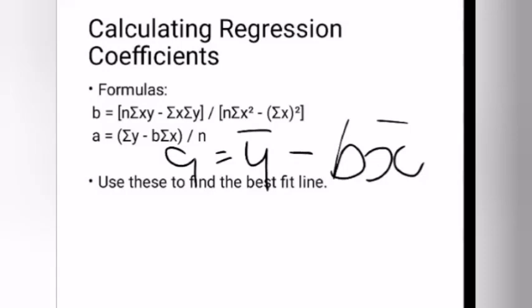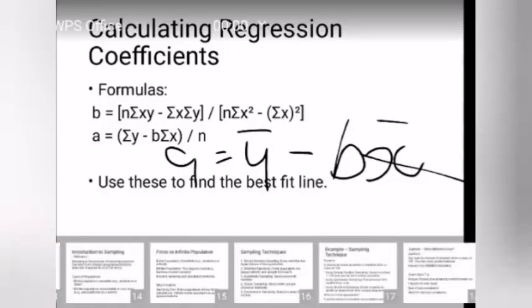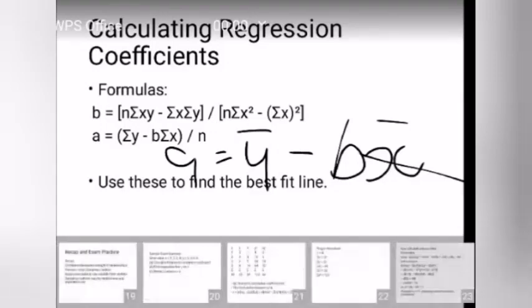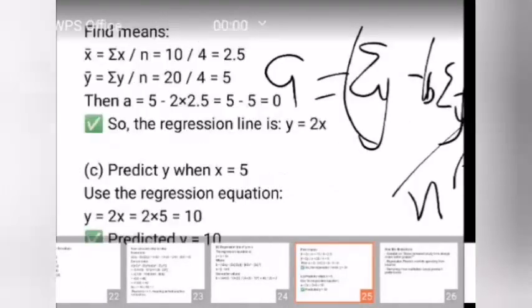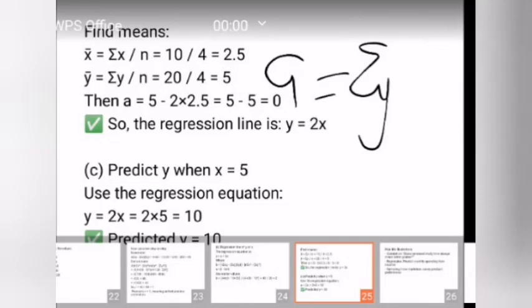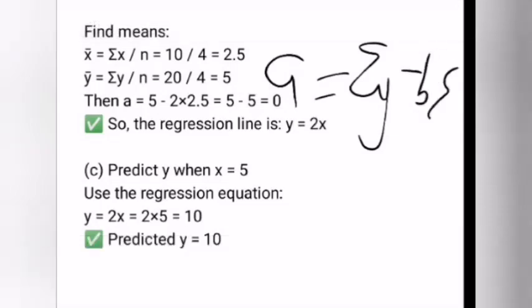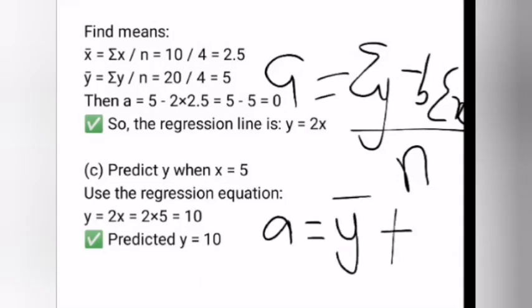Mean of y means you add up all the values of y and divide by the number. From our question, we had 4 values, so you add up everything and divide by 4. That will still give you the same answer as using the other formula, b sigma x over n. Sorry, this is minus. So that's the same thing.